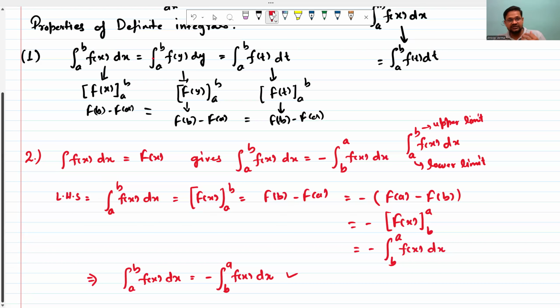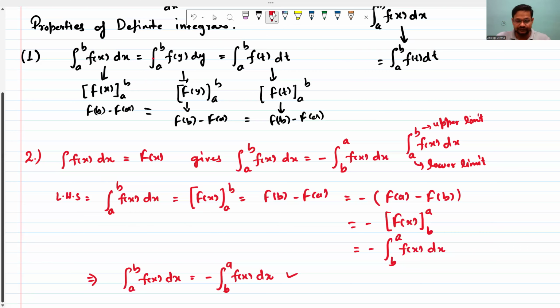Okay, so this is the second property of the definite integral. You just remember these things. First, we can change the variable in the definite integral, and it doesn't matter, you will get the same result. And another thing, if you interchange the upper and lower limit, you will get a negative sign.